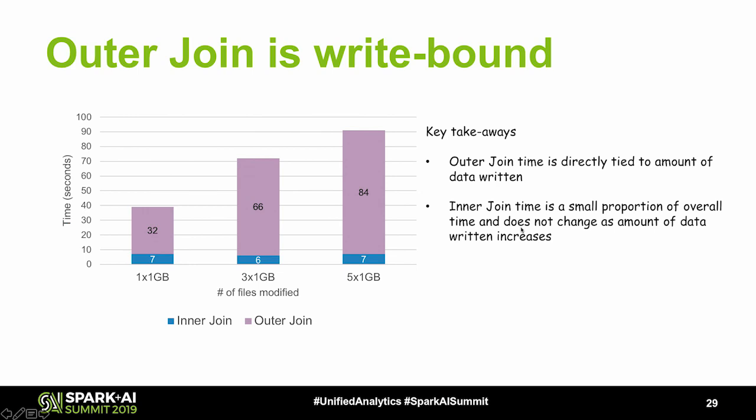And here are the results. Purple is outer join, blue is inner. And as you can see, the overall merge and outer join time is directly affected by how many files are being touched. The inner join, on the other hand, is a small and unchanging portion of the overall time.